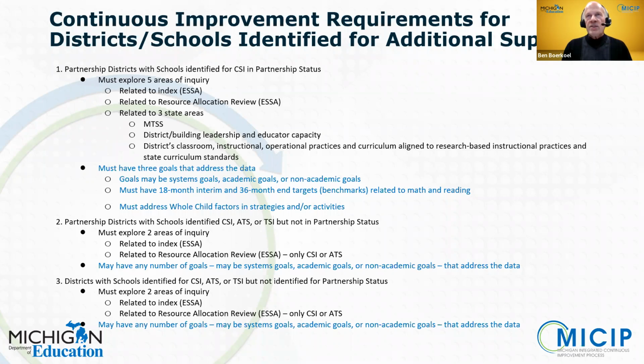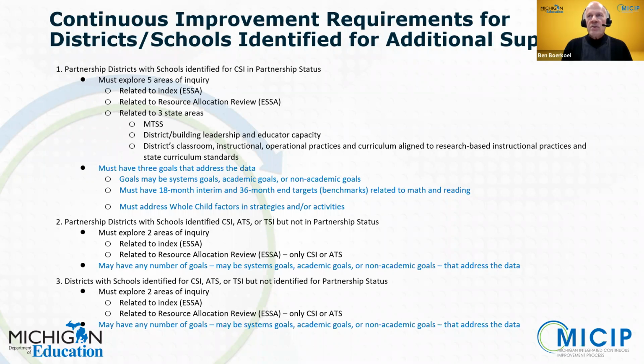So again, just schools in partnership status must have those 3 goals, must have those 18-month interim and 36-month end targets. And by the way, once you write your plan, those cannot be changed for the 36 months. And then again, addressing those whole child factors.